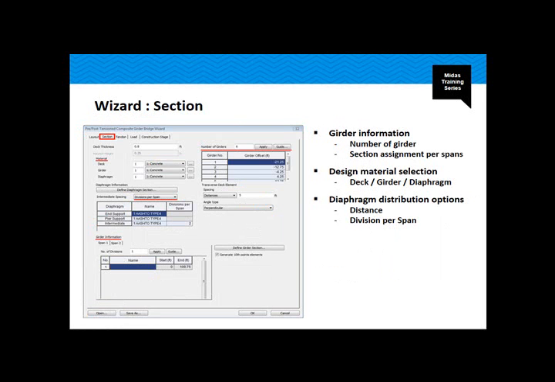Then we have the section tab. Here we can define the materials for the sections that we're using, also the sections that we're going to use for each span, and the number of girders that we're going to use.